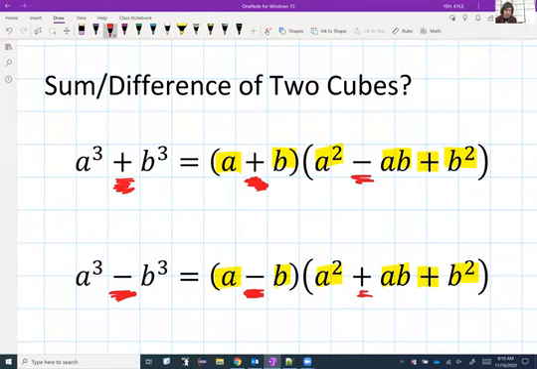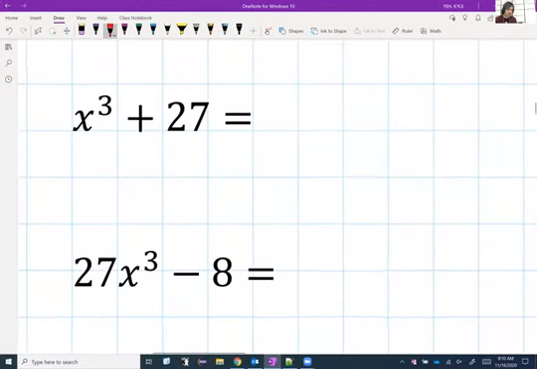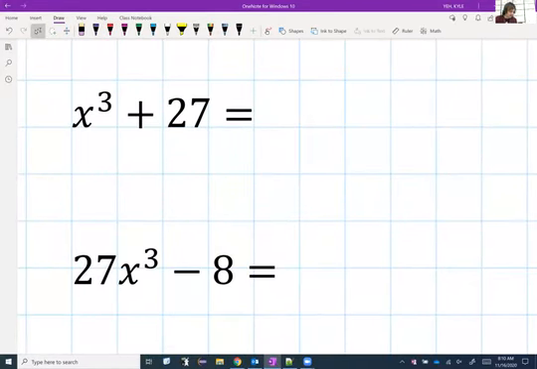So just showing you what this looks like here, we have x cubed plus 27. First thing I would probably do is say, okay, is x cubed a perfect cube? Yes, it's x cubed. So if it's x cubed, then a is x for our formula, the cube root of that first term.